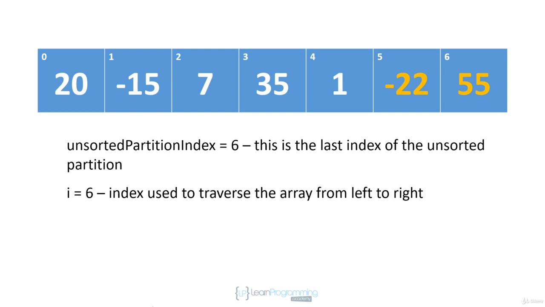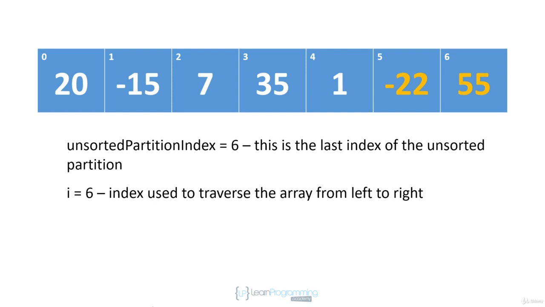So at this point, what we're going to do is set the unsorted partition index to 5, because we now consider position 6 to be sorted. And so the logical partition is going to be between the element at index 5 and the element at index 6.